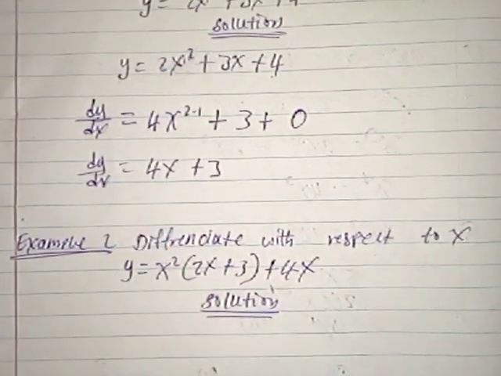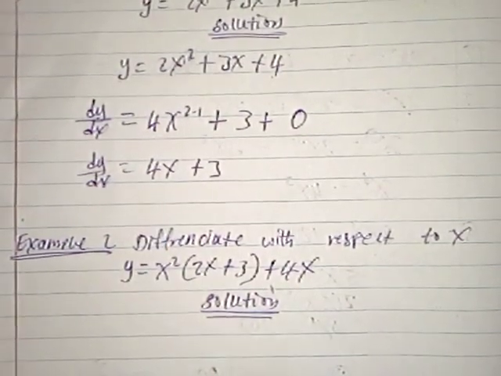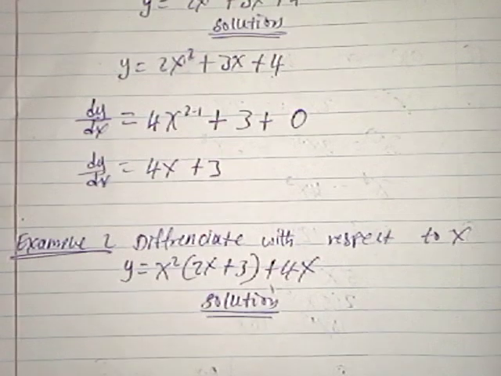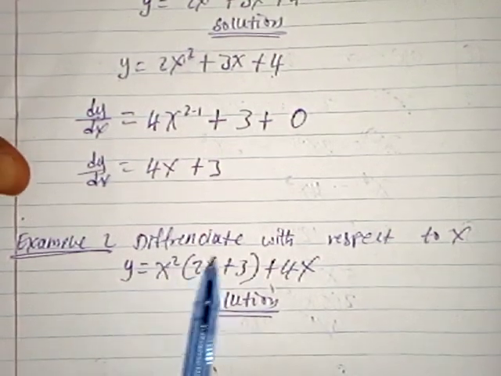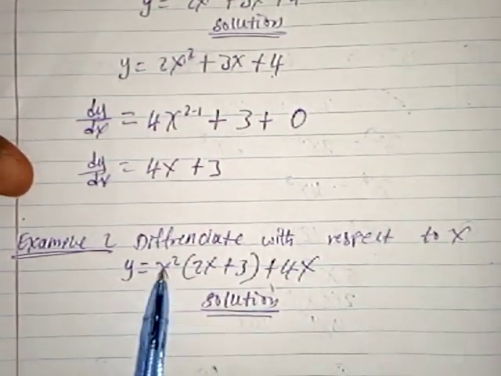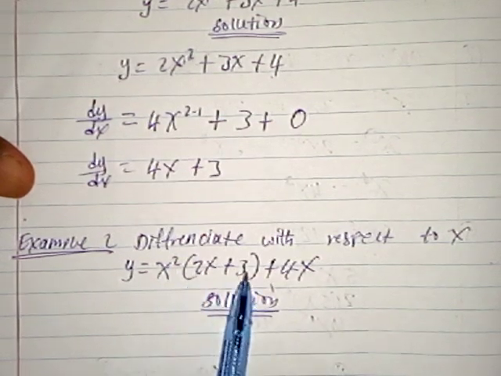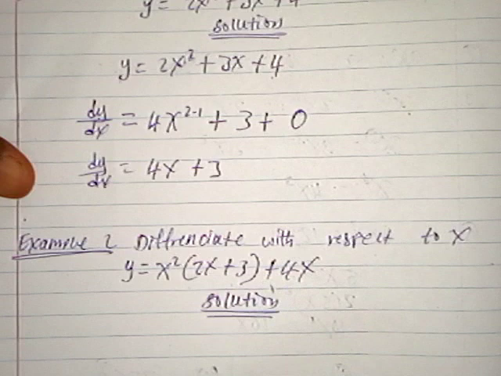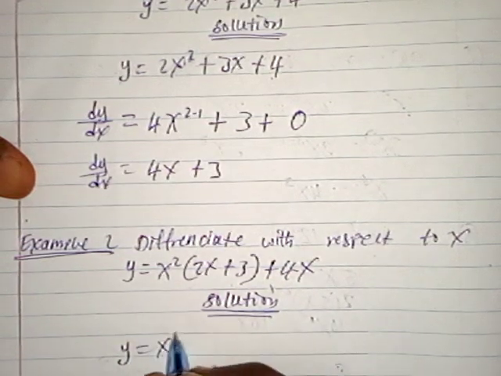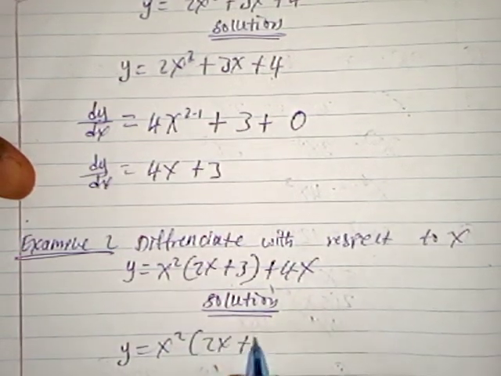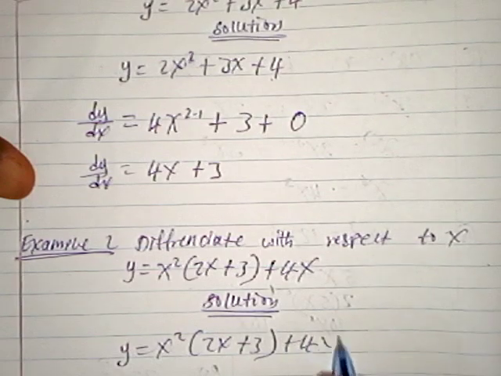You see? What we did for example 1 is similar to what we are going to do for example 2. But let's look at example 2. Differentiate with respect to x. y is equals to x squared, right? Bracket 2x plus 3, bracket close, plus 4x. Now we write it. y is equals to x squared, bracket 2x plus 3, plus 4x, right?